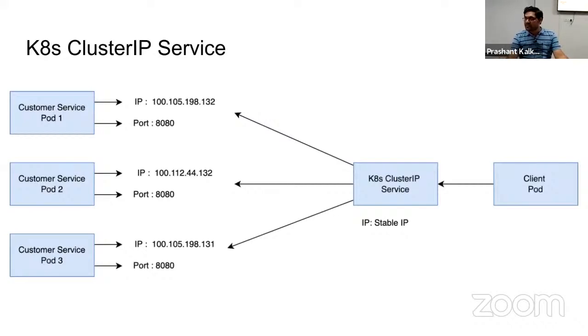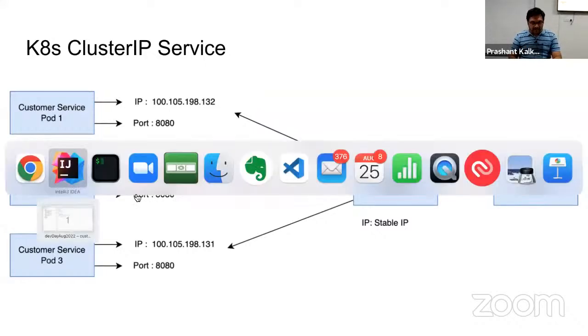in which you don't need to know about the underlying IPs of the pods. You don't need to worry about how many pods are running. Is it 3 pods, 5 pods? Is it scaling up, scaling down? You don't need to know that. You will get a single IP to which you need to communicate. And that's it. That's what you're doing. So that's the cluster IP type.